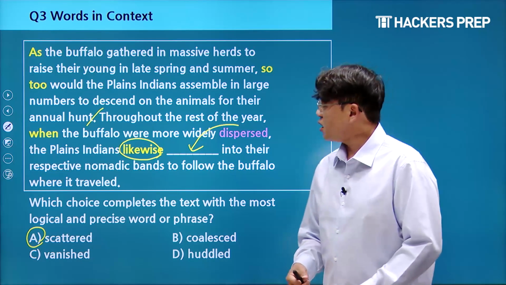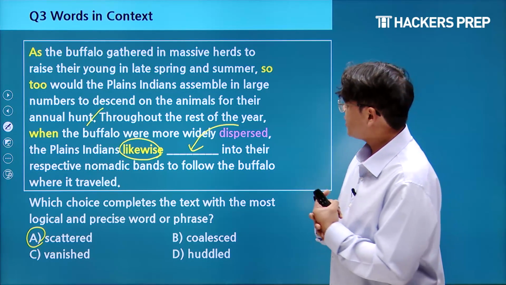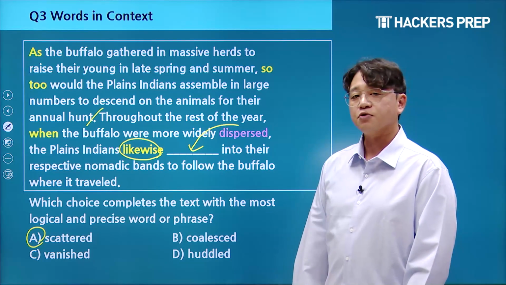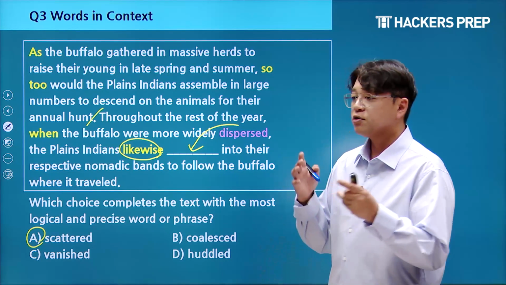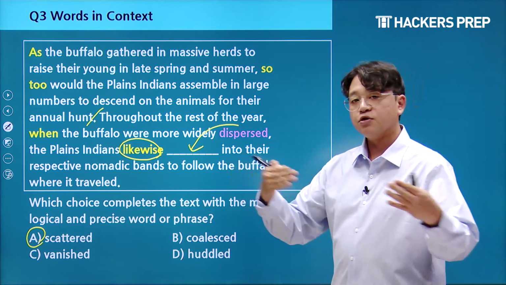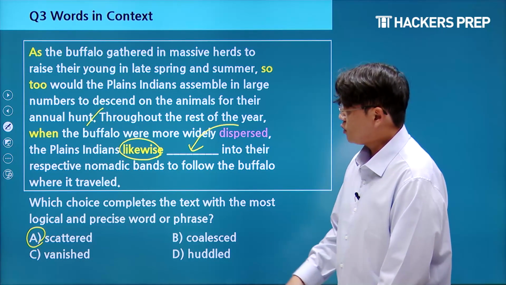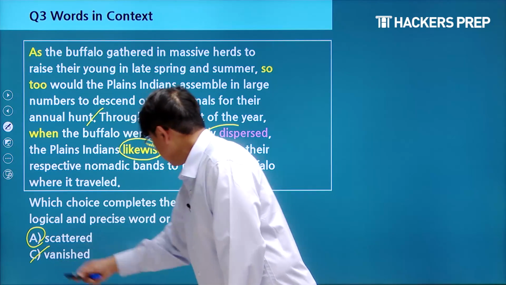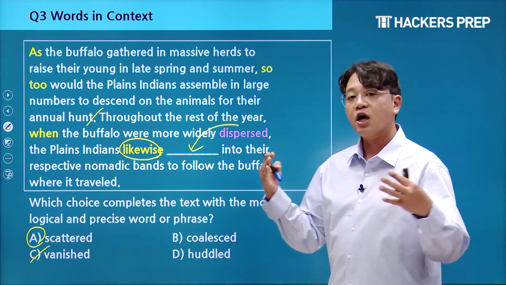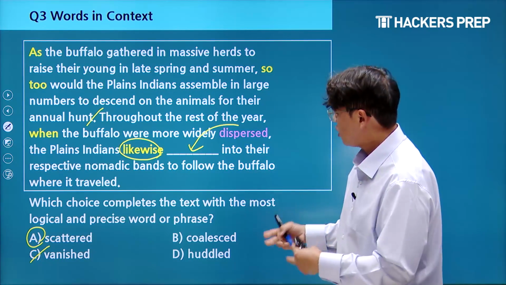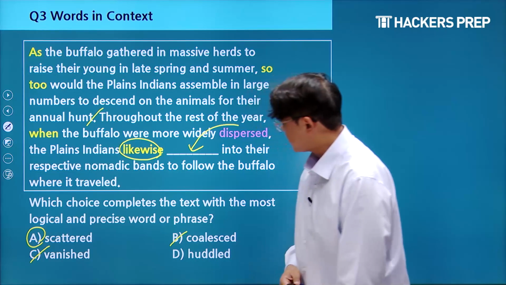Well, a group of people can certainly vanish, but that doesn't receive any contextual support, right? Because it has to do with people coming together and dispersing during the hunting season. So vanishing would receive no contextual support. Coalescing is coming together to form a single mass, so this would actually go against the contextual clue.